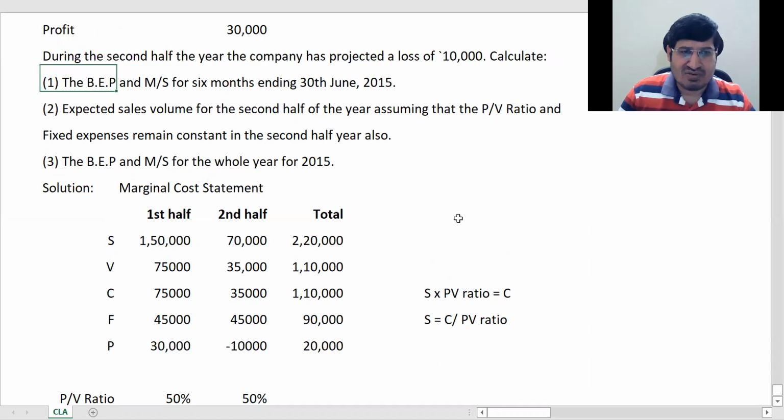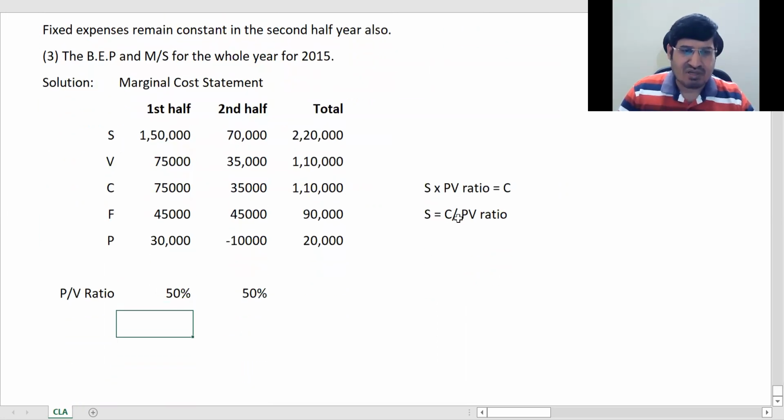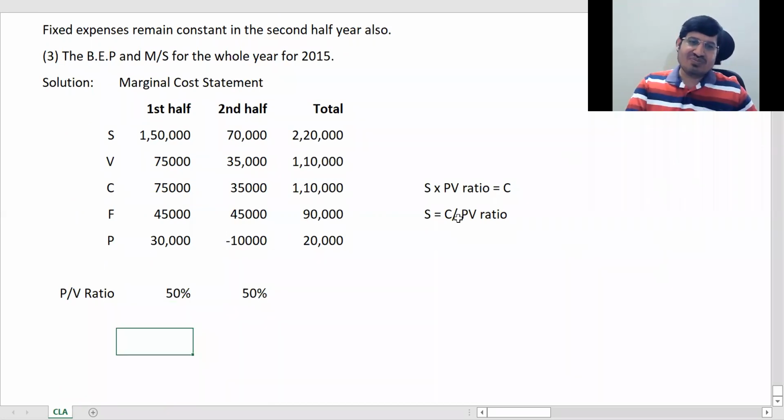So now what are they asking? BEP and MS for 6 months. So can you calculate and tell me, anyone? How much is the BEP? How much is the MS? Tell me.